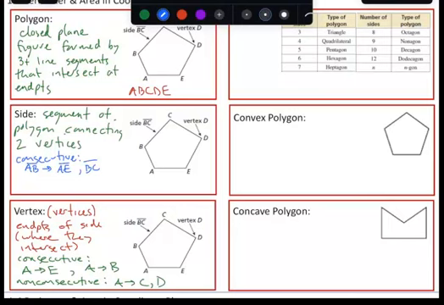And then the non-consecutive, again, with regard to side AB, would be the ones that don't share any common vertices. So CD and DE would be those.